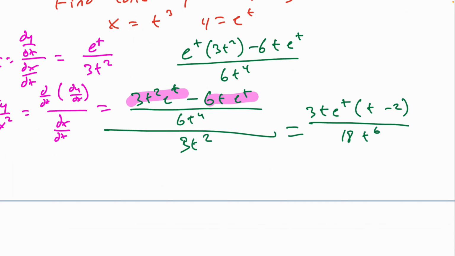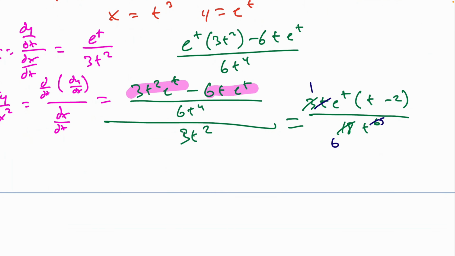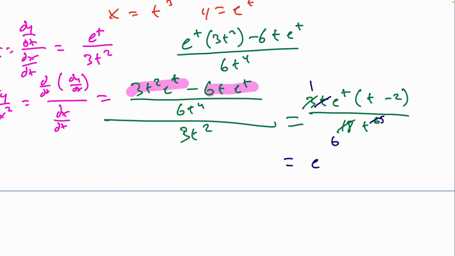Okay, so we have a second derivative. Oh, look, we can actually reduce the 3 and 18 to 1 over 6. We can take a t off there and make that t to the fifth. So let's clean that up even more: e to the t times (t minus 2) over 6t to the fifth. Okay, I like that better. All right, so that is our second derivative.